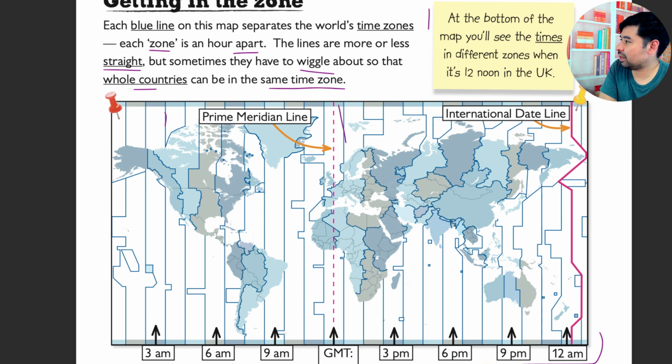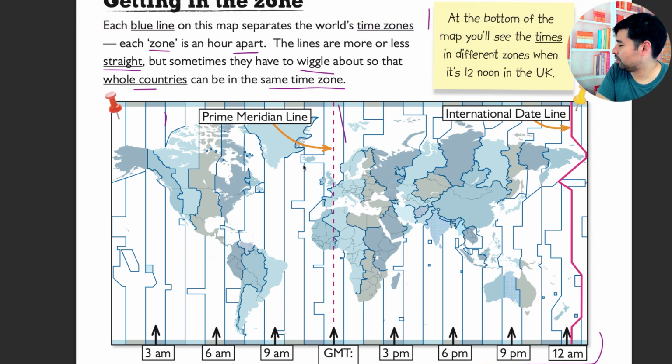You will see the times in different zones. Okay. So again, just to make sure, at the bottom of the map, you will see the times in different zones when it's 12 noon in the UK. Okay. So what I mean with that? So let's go on. Okay, so first let's read the labels that we have here, right?